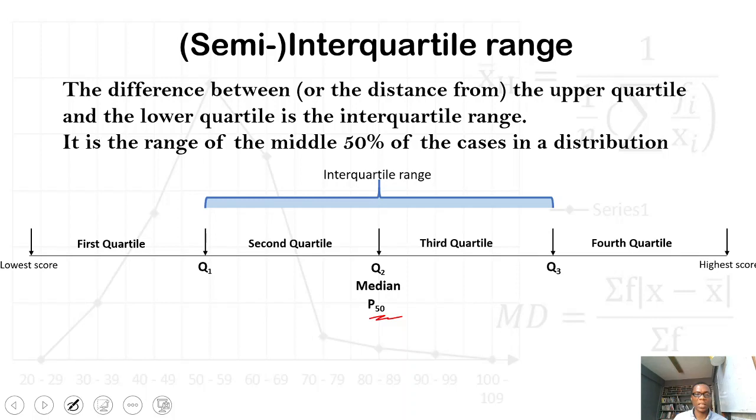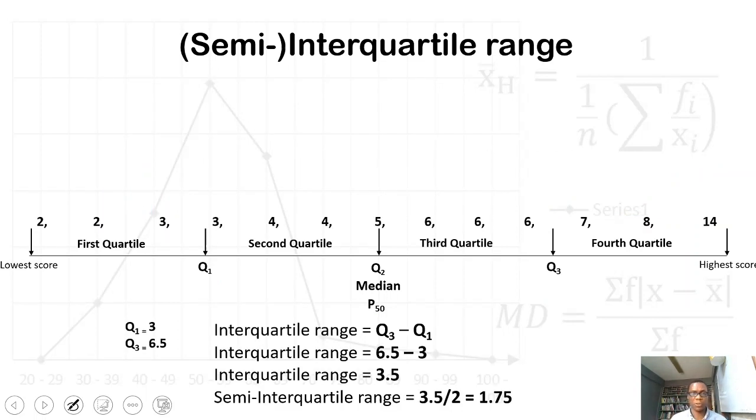So if we're talking about the interquartile range, we are talking about the gap between this point and this point. That is the interquartile range. So it is the range of the middle 50% of the cases in a distribution. This part from this point to this point accounts for the middle 50%. This part accounts for the upper 25%, while this part accounts for the lower 25% in the distribution.